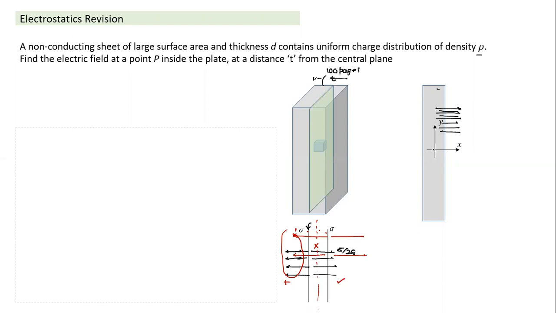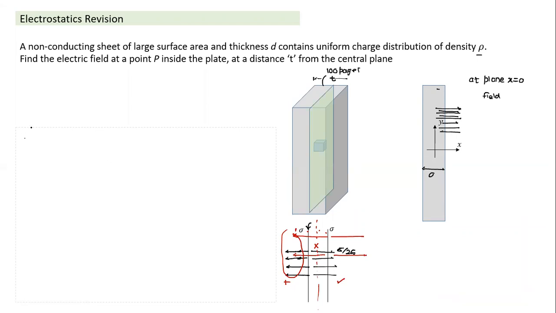If I take the origin at the midpoint, at the mid thickness here, the total thickness is d. So if I take the midpoint here, at all points on the plane, does it make sense? At the plane x equal to 0, the field is 0. At the plane x equal to 0, the field is 0. And then for any point, we calculate the field on the right-hand side region.